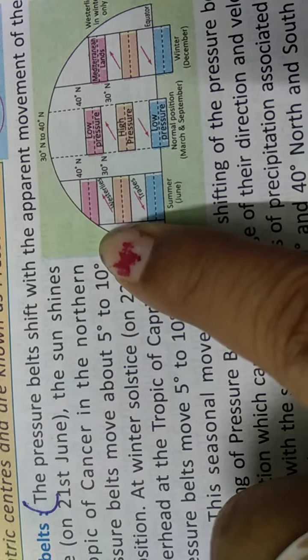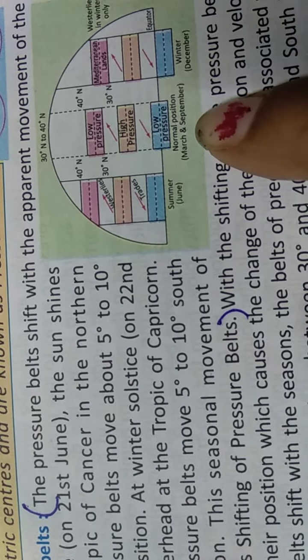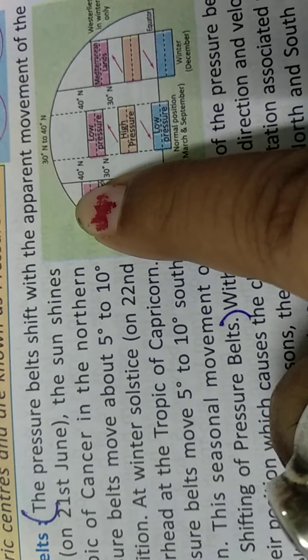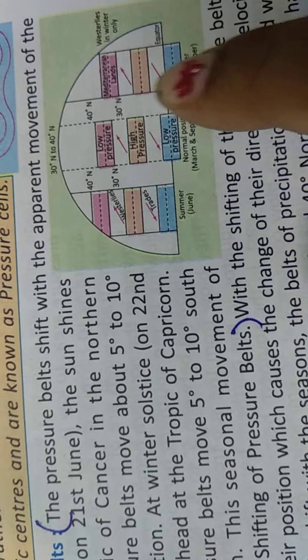Look here. During summer, it is going upwards, so trade winds are blowing. Okay, this is the normal position. And when it is summer, it moves a bit higher. Same in the winter, it is coming down a bit.